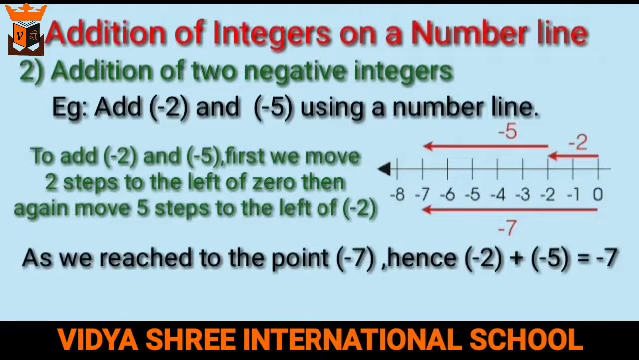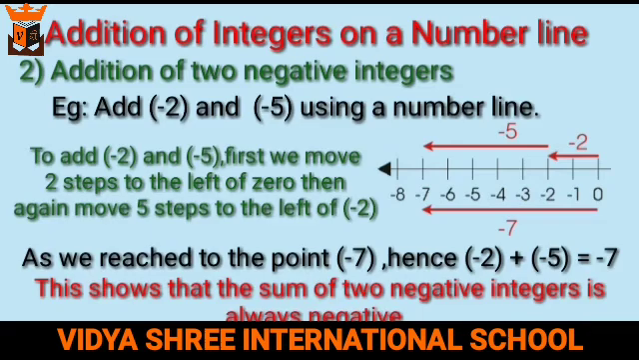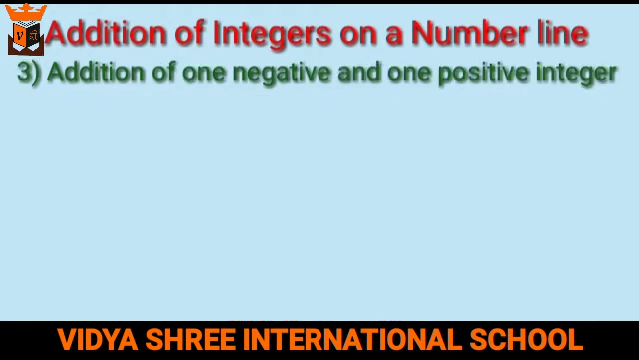As we reach the point minus 7, minus 2 plus minus 5 equals minus 7. This shows that the sum of two negative integers is always negative. The third case: addition of one negative and one positive integer.